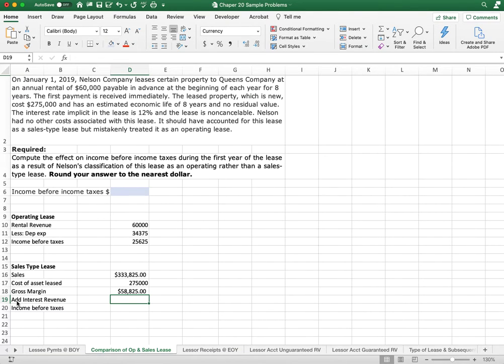Our interest revenue is going to be equal to, let's do a parentheses here, our sales of the $333,000 minus 1 payment of $60,000, close parentheses, times the 12%, and we get $32,589. And then we can subtract the $58,000 minus the $32,000 for income before taxes of $25,966. And so what was the effect of the lease as a result of the classification as an operating rather than a sales?